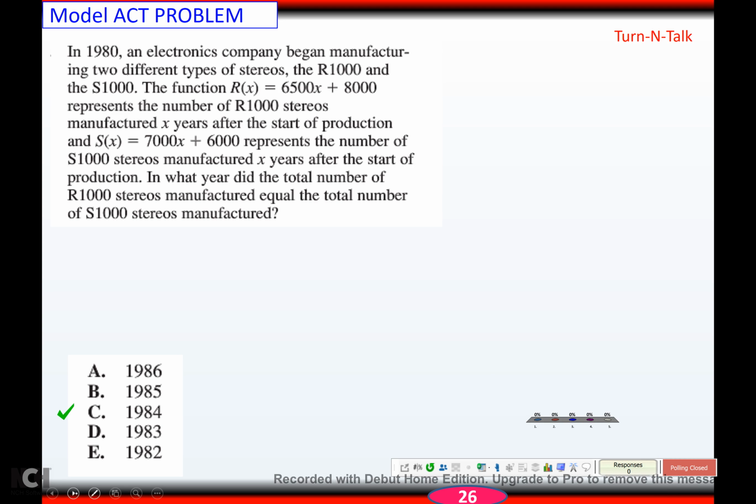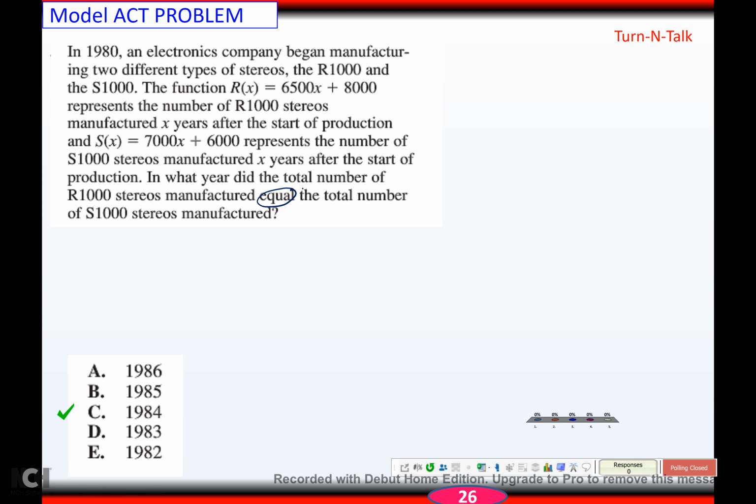All right, it says in 1980, an electric company began manufacturing two different types of stereos, the R1000 and the S1000. The function R of x equals 6500x plus 8000 represents the number of R1000 stereos manufactured x years after the start of production. And S of x equals 7000x plus 6000 represents the number of S1000 stereos manufactured x years after the start of production. In what year did the total number of R1000 stereos manufactured equal the total number of S1000 stereos?